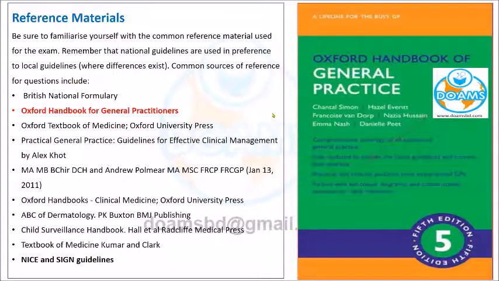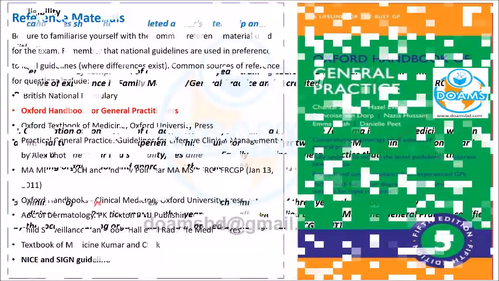Just for your easy memorization, I hope all of you are oriented with this book. This book is not only for your exam purpose. In our experience, it will help you in your practice as well when you see patients, for proper decision making. It is a very fruitful and useful book.